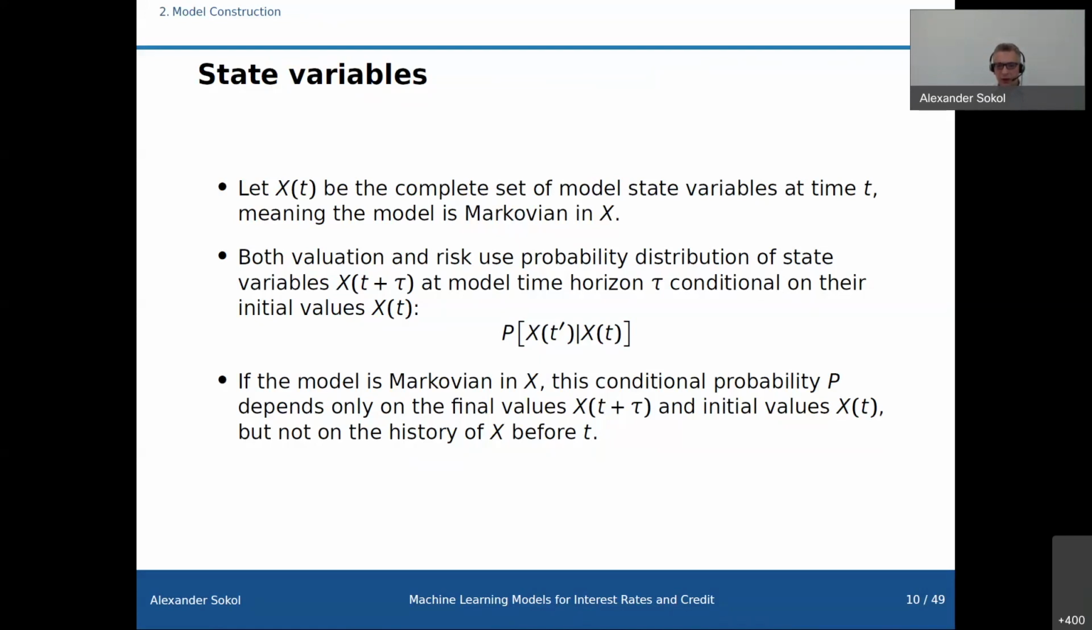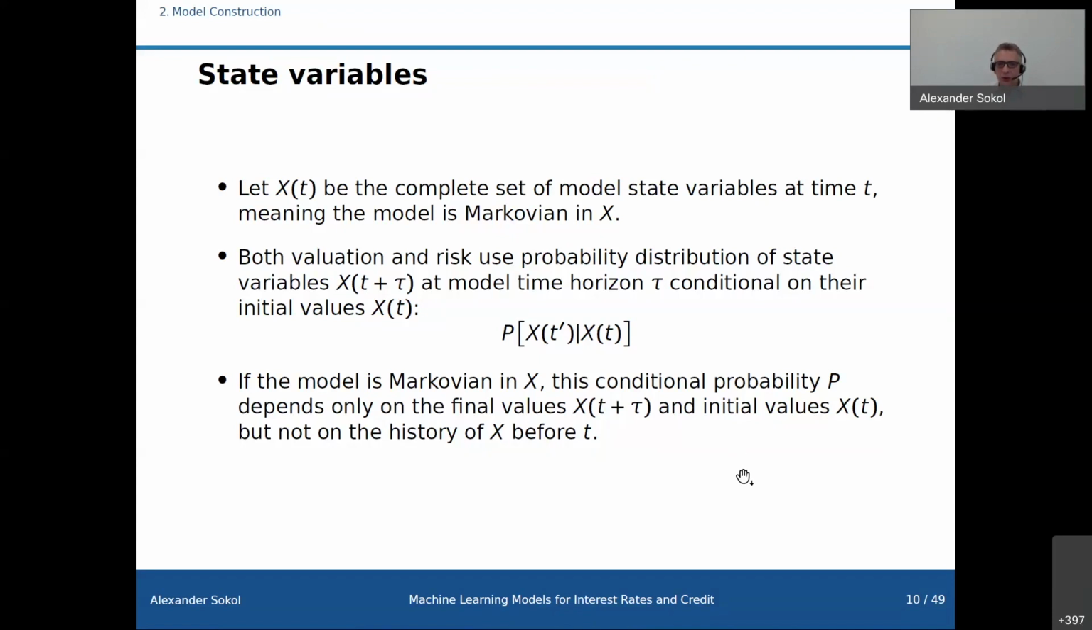So if we're talking about interest rates, X of t is the yield curve today, as well as volatility if you have a stochastic volatility model. X of t prime is the yield curve or the volatility in the future, let's say at a particular time horizon tau. If the model is Markovian in X, this probability depends only on these two sets of variables. So in other words, if our model is one factor, then we have a probability that depends on two things, right? The rate in the beginning and the rate at the end. If the model is two-factor, or rather has two state variables, then there are four, right? Two in the beginning, two at the end.